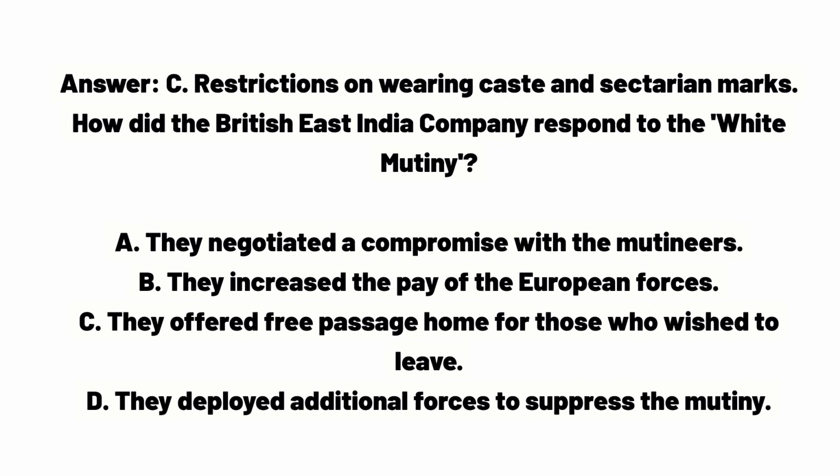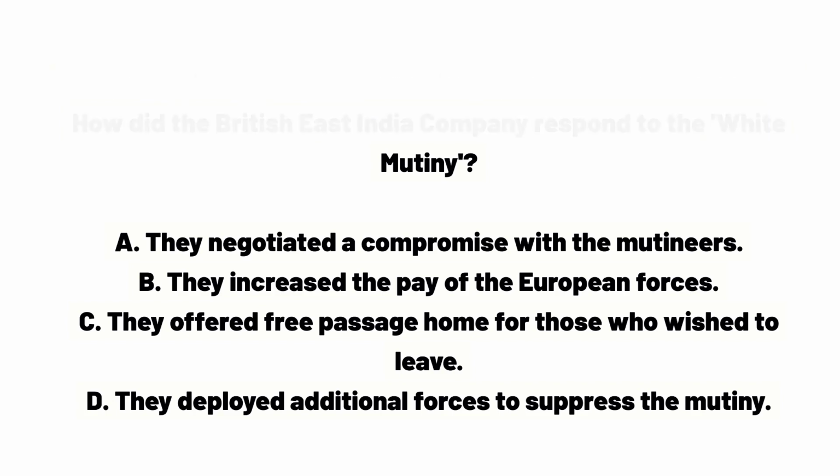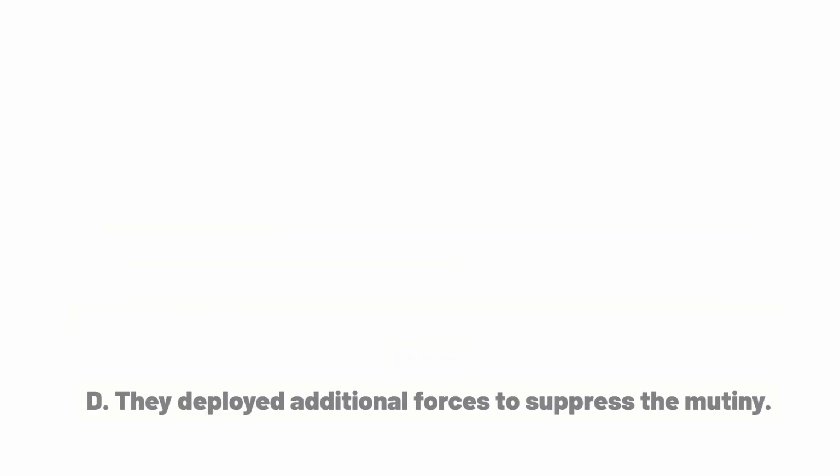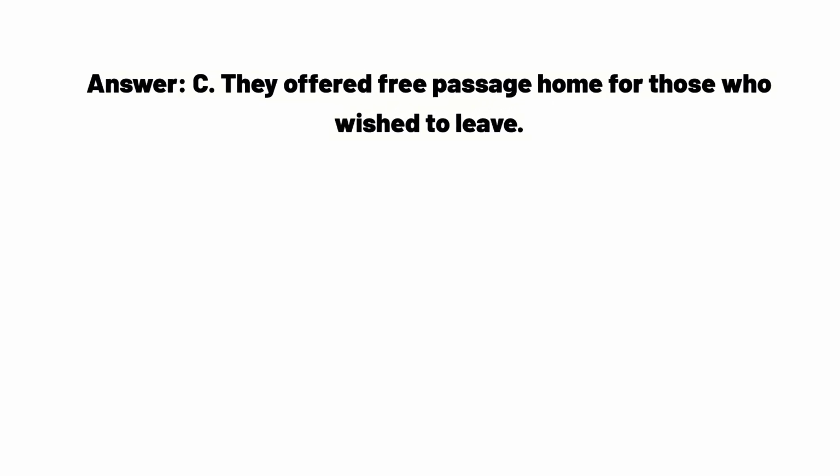How did the British East India Company respond to the White Mutiny? A. They negotiated a compromise with the mutineers. B. They increased the pay of the European forces. C. They offered free passage home for those who wished to leave. D. They deployed additional forces to suppress the mutiny. Answer. C. They offered free passage home for those who wished to leave.